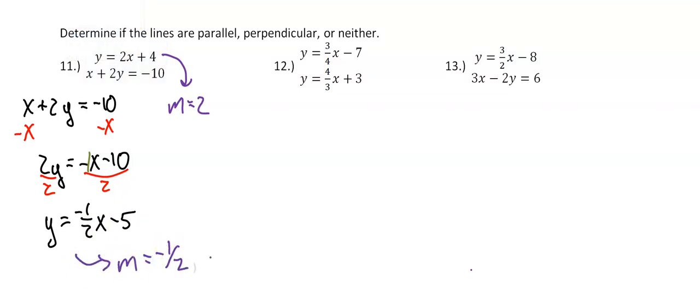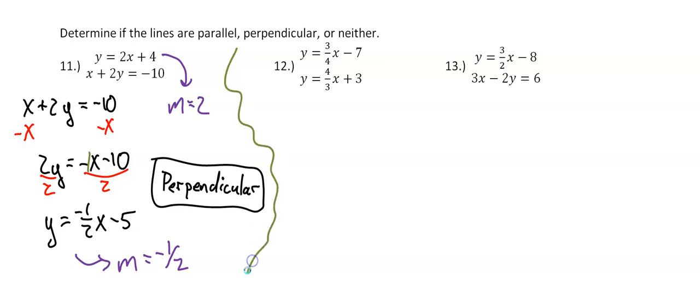So now I ask myself, are they the same? No. Are they opposite reciprocals? If I change the sign and flip it, will they give me the same value? And the answer is yes. These are opposite reciprocals. One is positive 2 over 1. The other one's negative 1 over 2. So that means these lines are perpendicular. Okay?